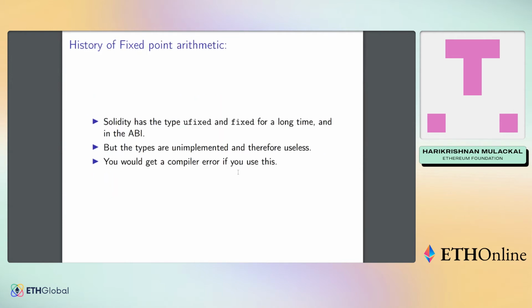Now let's talk about some history of fixed point arithmetic and why Solidity doesn't already support it. Solidity has had the types ufixed and fixed for a very long time, and also in the ABI. ufixed stands for the unsigned fixed point type, and fixed stands for the signed one, just like uint and int. And what do I mean by it's in the ABI? I will talk about it later, but just remember that it's in the ABI already.